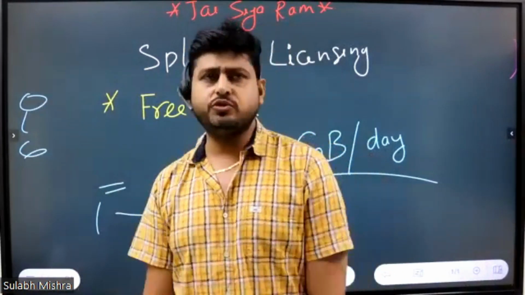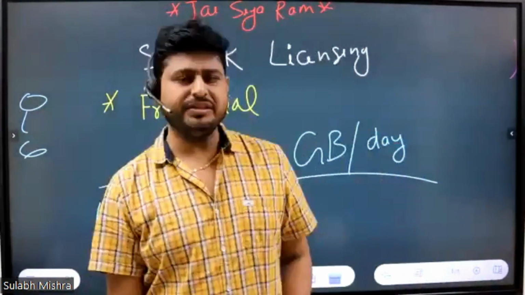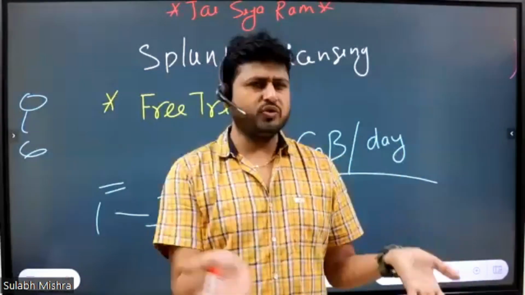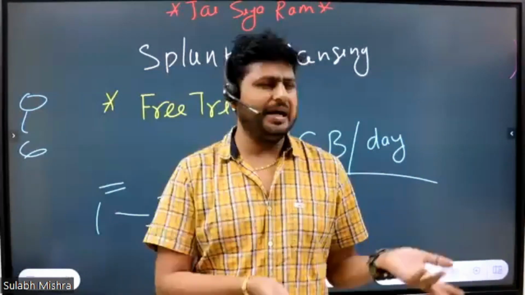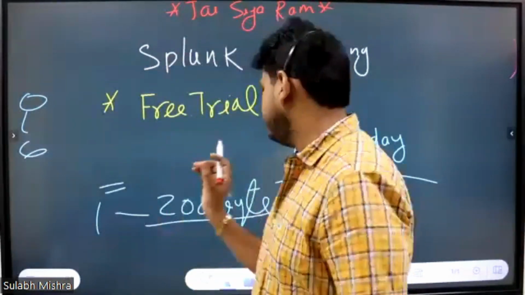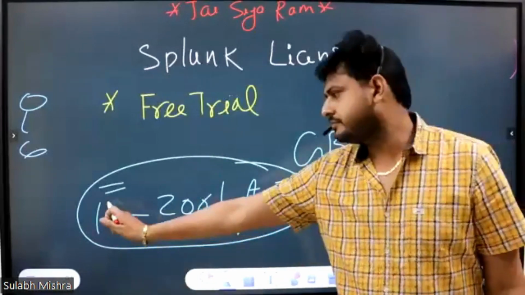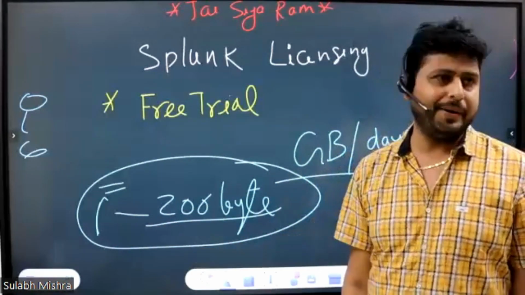However, for storage also you can consider 200 byte, because if you calculate in this way and it turns out to be less, you have the option to add storage, right? But from a Splunk licensing perspective, you can configure one event size as 200 byte, right?